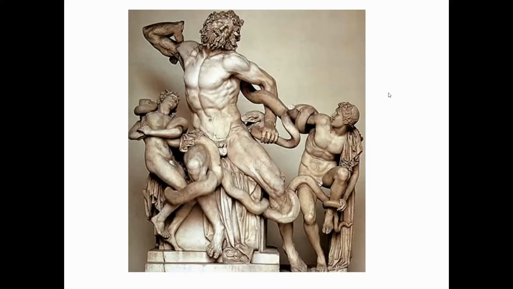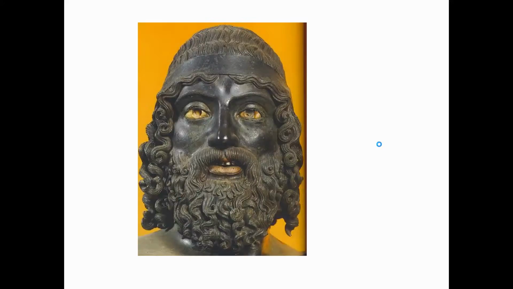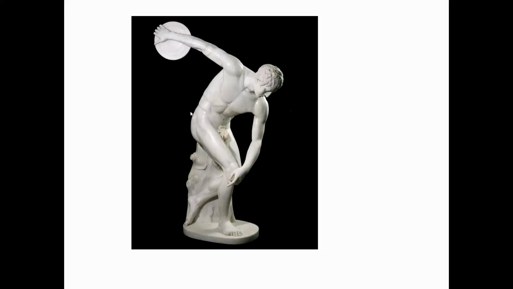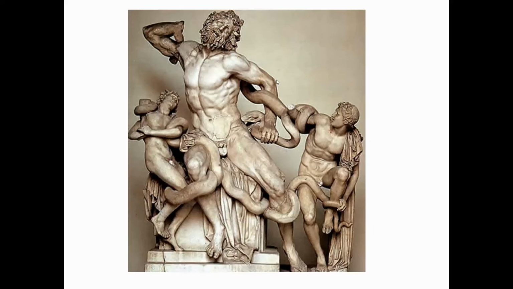You see, it's very emotional. In the classical period, the art is very calm, right? Even though there's a sense of movement, the art is very calm. Here we see, in the Hellenistic period, very wild. You see the muscles under the skin.